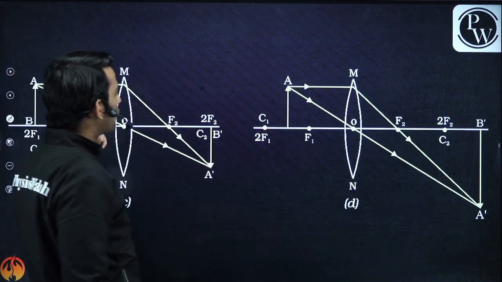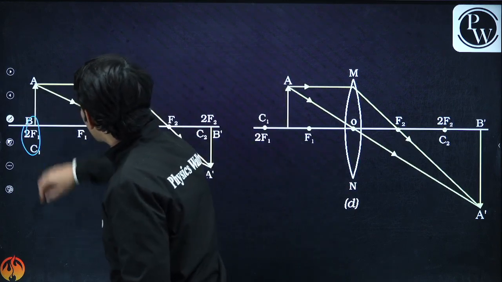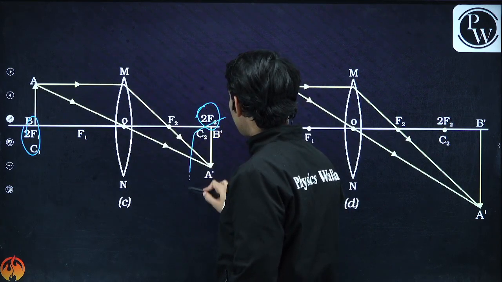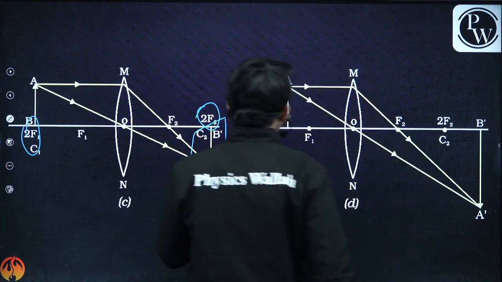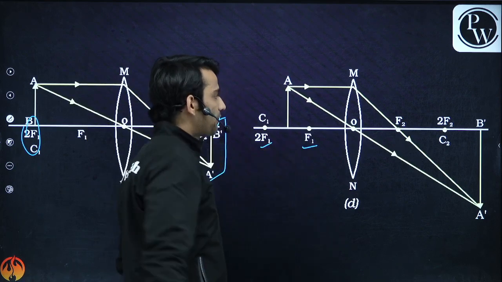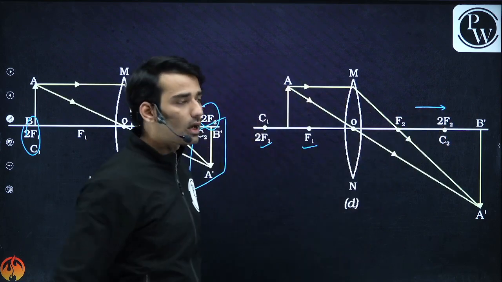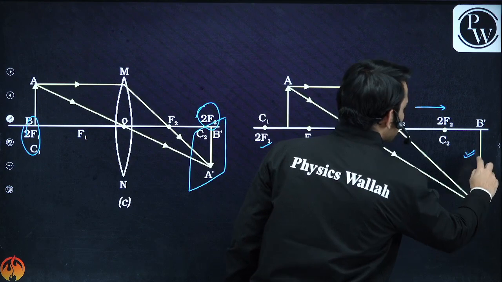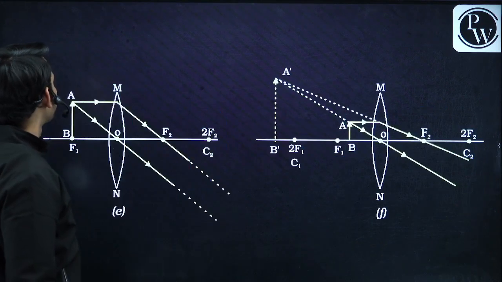Now, bring the object more closer to the lens. As you do that, you will notice that the object is at 2F1 and the image is formed at 2F2. It is real, inverted because it can be taken on a screen, and it is of the same size. Okay, next is bring the object more closer to the lens, between F1 and 2F1. So the image will recede away. It will go beyond 2F2. Again, real, inverted, can be taken on a screen and it is highly enlarged. The size of the image is more than the size of the object.